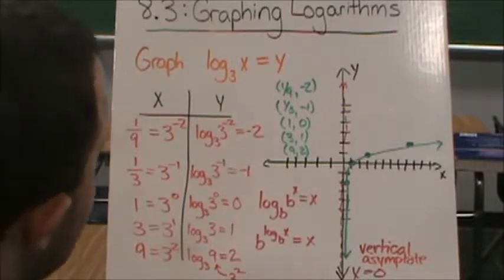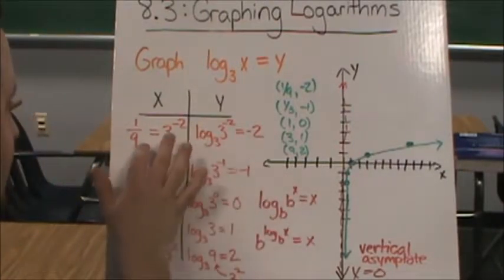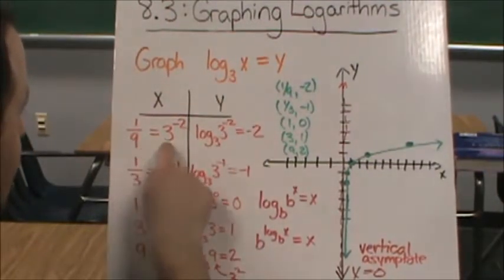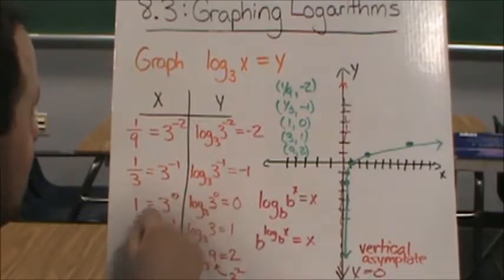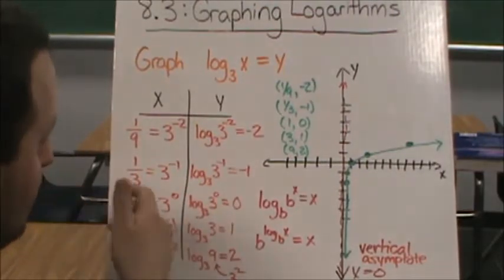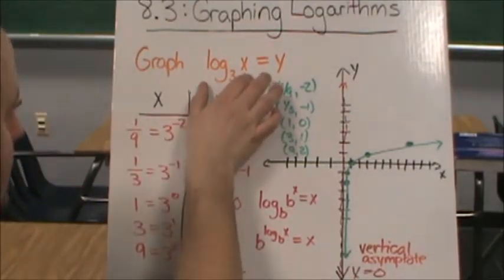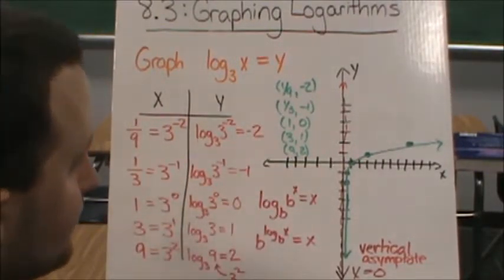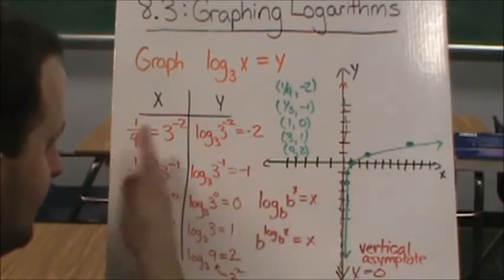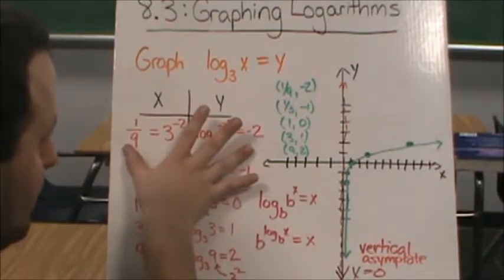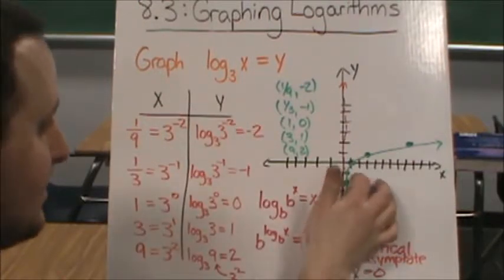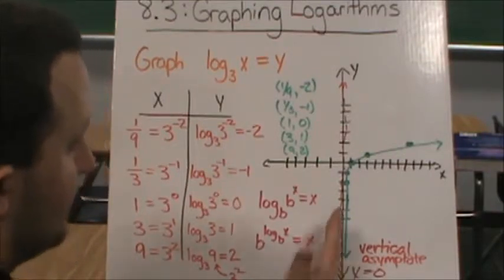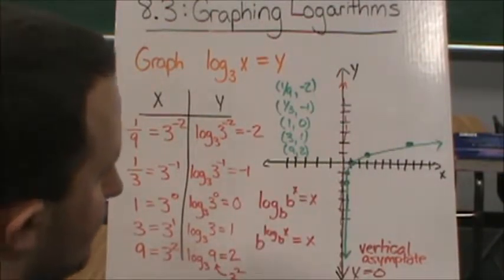So let's just recap what we did. First thing we did is we found values of x that were powers of our base b here. So we did 1/9 is 3 to the -2 power, 1/3, 3 to the -1, 1, 3 to the 0, and evaluated log base 3 of all these values to find our y values, -2, -1, 0, 1, and 2. And then all we did was we used those as ordered pairs or coordinates, plotted them, drew the curve, drew the graph, and then denoted the vertical asymptote.